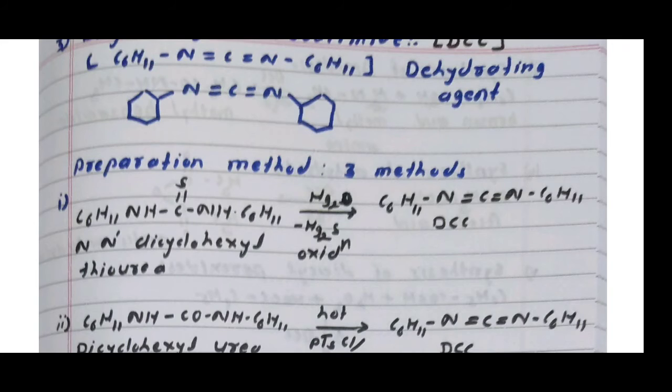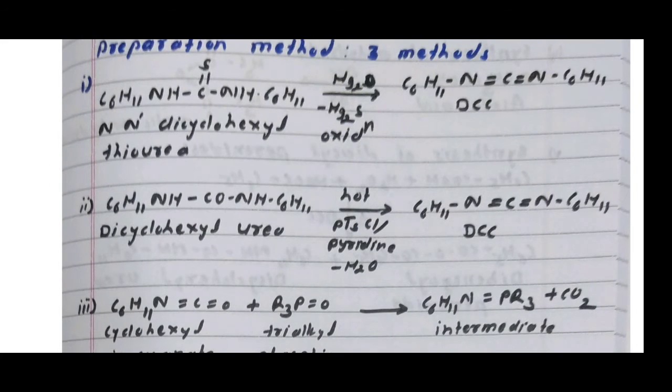Then further we study the second method of preparation of DCC, starting from dicyclohexyl urea. The first method is from N,N'-dicyclohexyl thiourea. The second method is from dicyclohexyl urea; urea is NH2 C=O NH2. In the case of urea, the hydrogen atoms attached to the nitrogen are replaced by two cyclohexyl groups. Therefore, the dicyclohexyl urea structure is C6H11 NH CO NH C6H11. This is the dicyclohexyl urea.